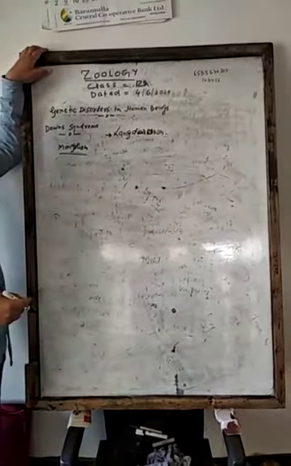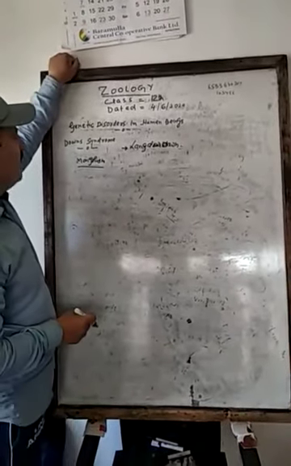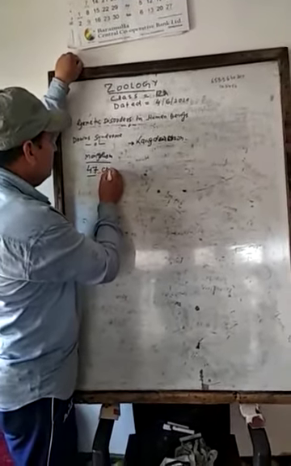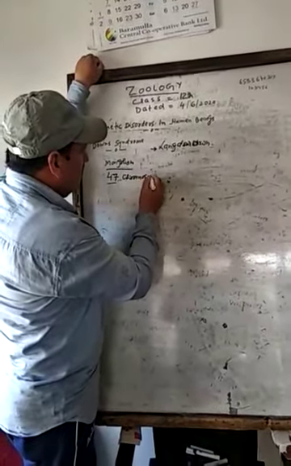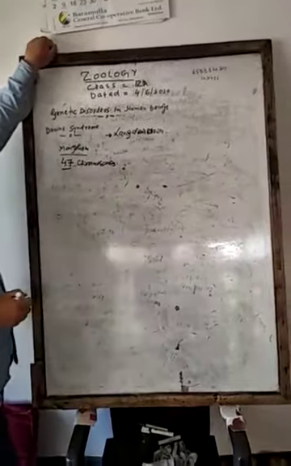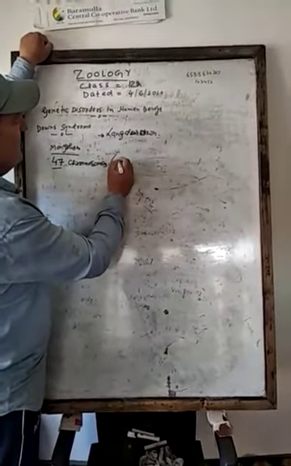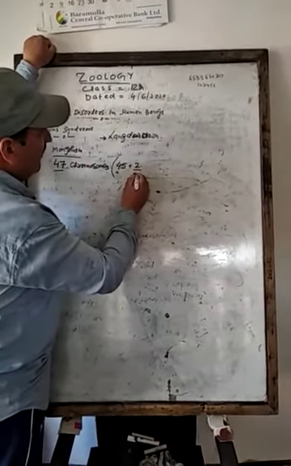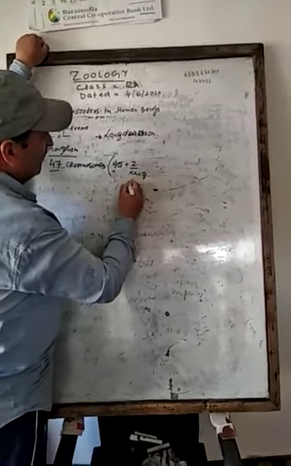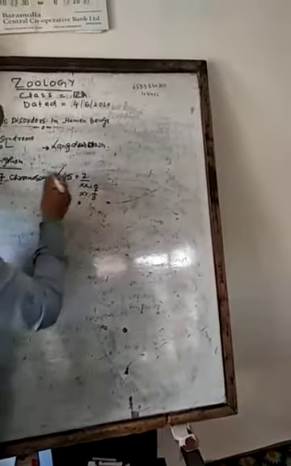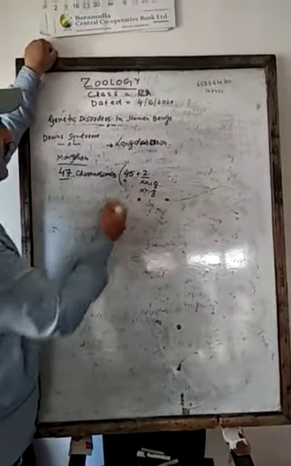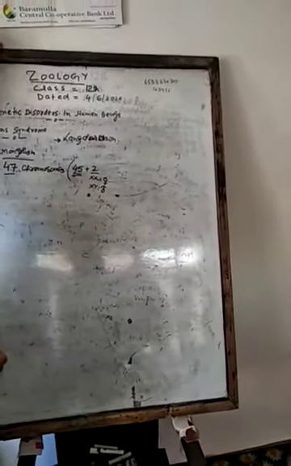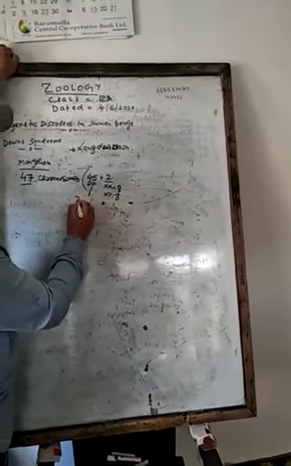The victim child, whether male or female, has 47 chromosomes instead of 46. The combination is 45 autosomes plus 2 sex chromosomes, which can be XX, then female, and XY, then male. That means it is an autosomal disorder. Sex chromosomes are normal, XX if it is female and XY if it is male, but one of the autosomes is extra, and this extra autosome is 21.